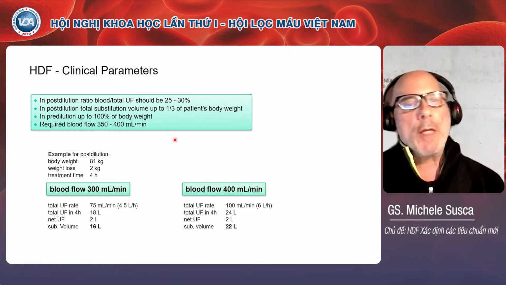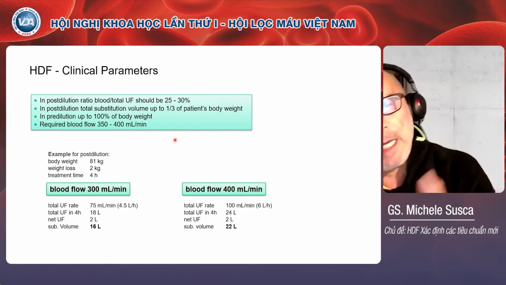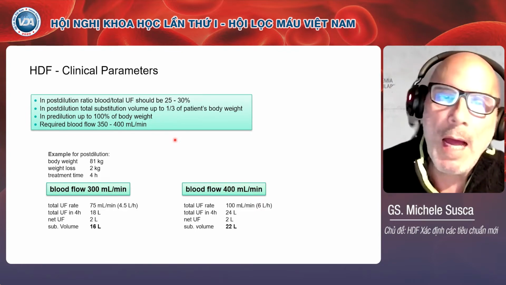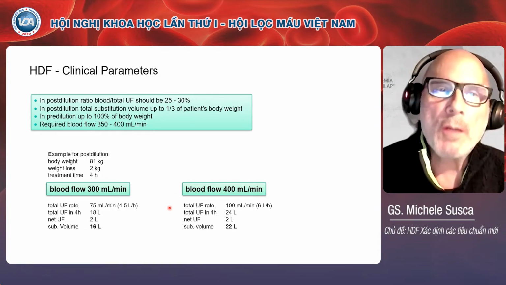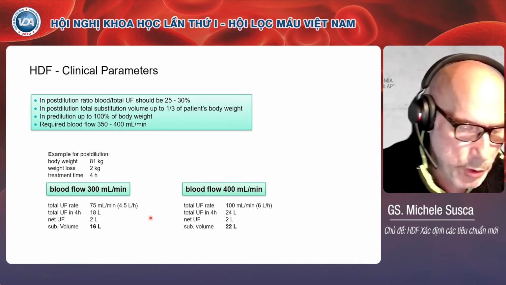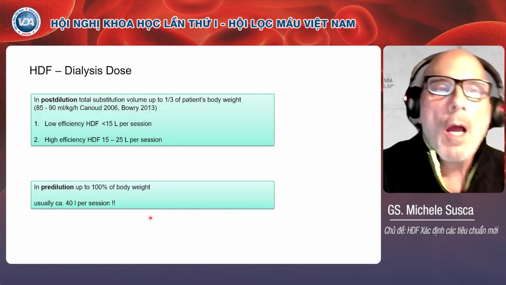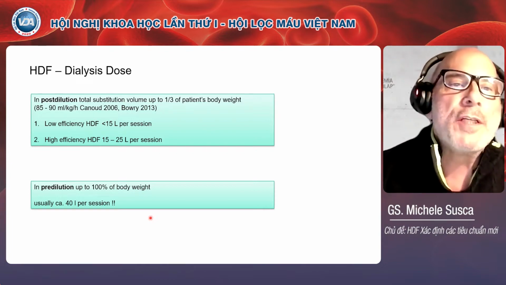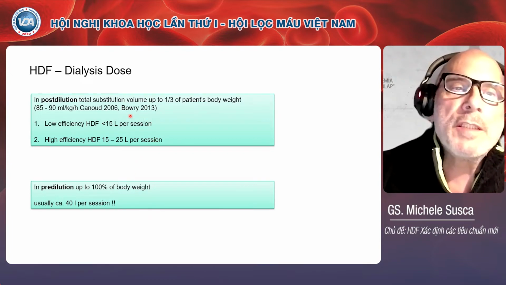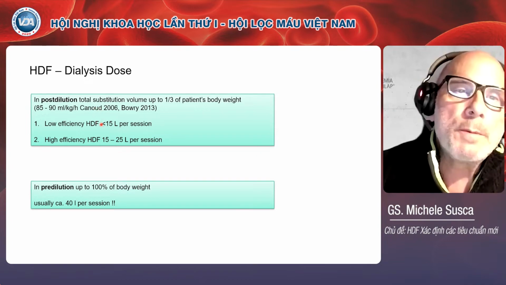When we give 20 liters in post-dilution, in pre-dilution we can give up to 40 or 50 liters, because here the filtration ratio in pre-dilution is not important. And you see here what I mean with low efficiency and high efficiency HDF. The definition is just by the substitution volume.